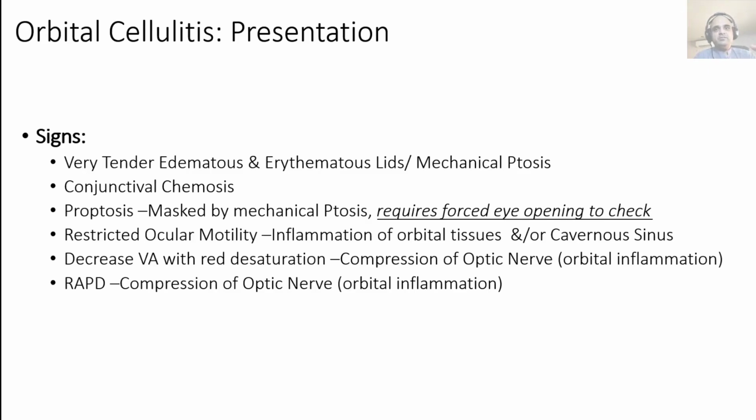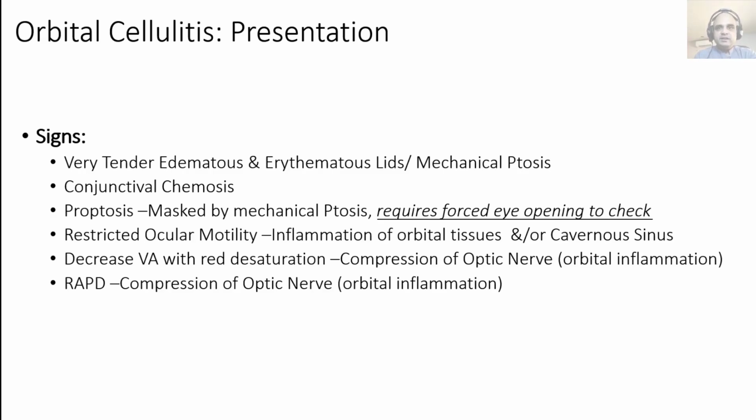The orbit has a fixed volume. It is surrounded by bone, with the exception of its anterior part where you have your eyeball, which can be pushed forward. But the proptosis is usually masked, almost always masked, because of the mechanical ptosis. Your lids are so edematous that they are forcefully closed because of the mechanical weight of the edema, which is because of inflammation. And it requires forced eye opening.